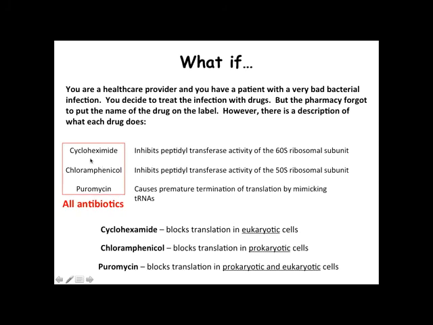So, in fact, the answer was B, the second one, drug B, because this would only block translation in prokaryotic cells. Cycloheximide you would never really want to use as a way to treat a bacterial infection, but it's used often in research to better understand the different processes that are involved in gene expression.